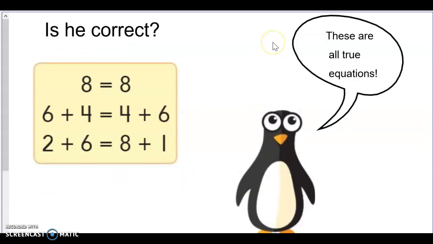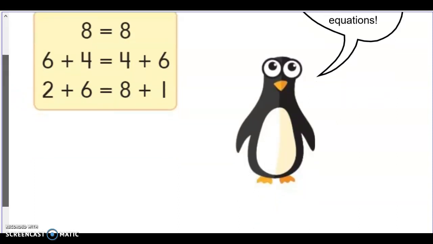On our next slide, Puzzle Penguin says, these are all true equations. Is he correct? We have to help him out. Let's figure it out. Let's go one by one. Is 8 equal to 8? Yep. 6 plus 4, is that equal to 4 plus 6? It sure is. Now let's look at this next one carefully.